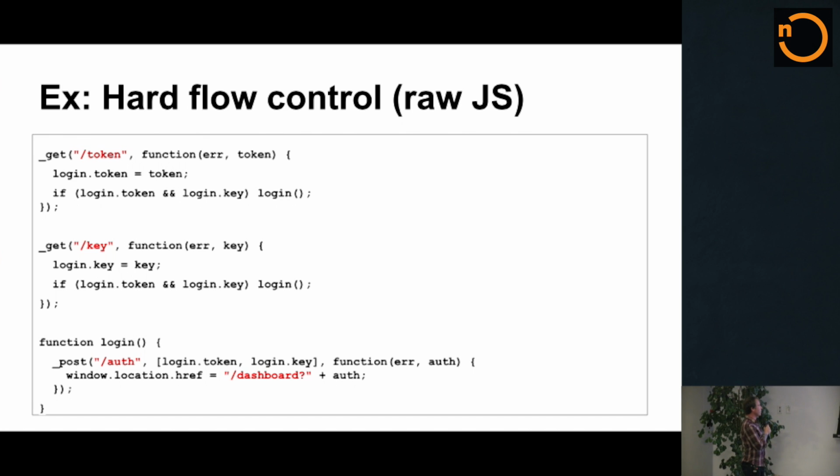Straight faces. OK, I'll give you a hint. It's doing two things at the same time. It's issuing this request to get token, and it's issuing a request to get key. And when both of those things are done, then we're going to issue a post to auth. And then after that's done, then we're going to redirect to dashboard. And what I'm trying to demonstrate here is doing two things concurrently, and then something else in series.